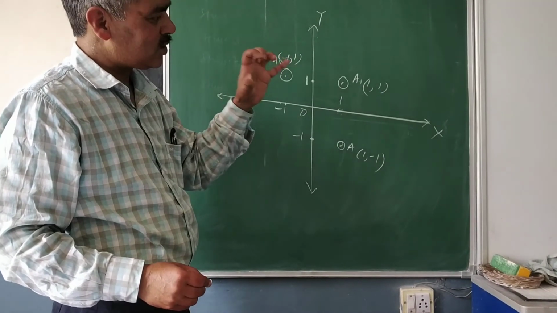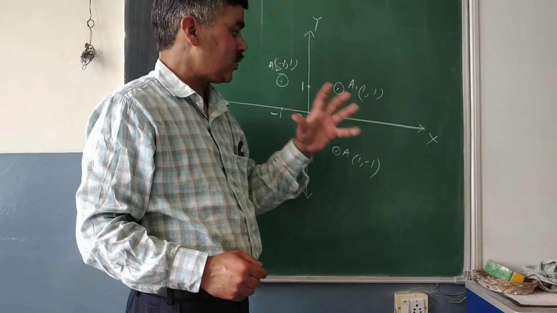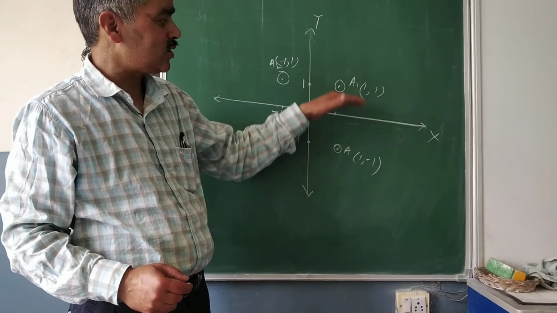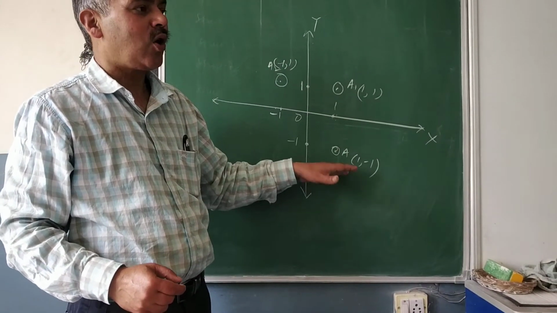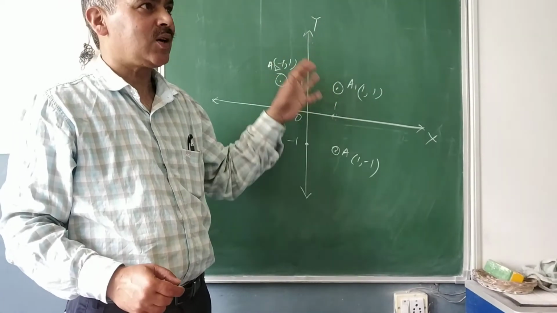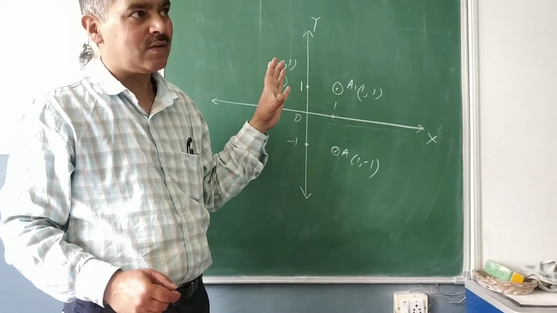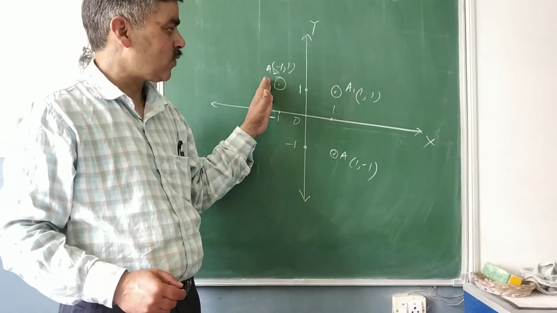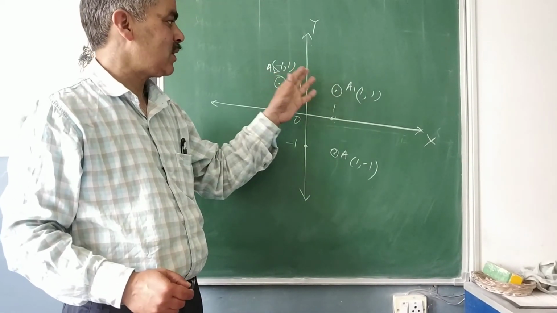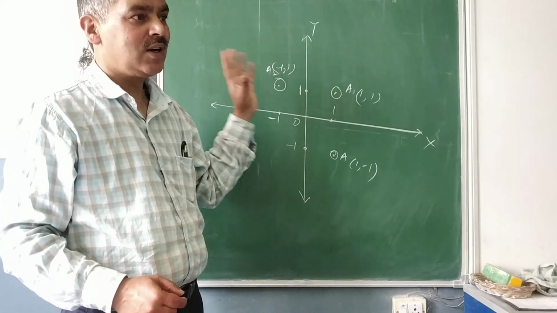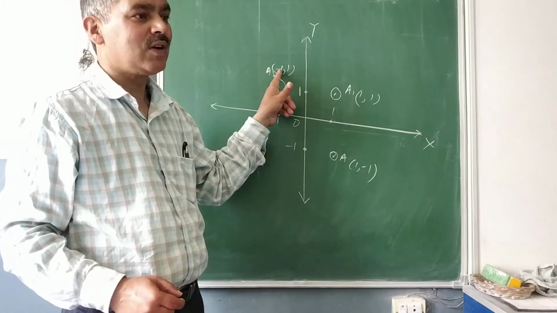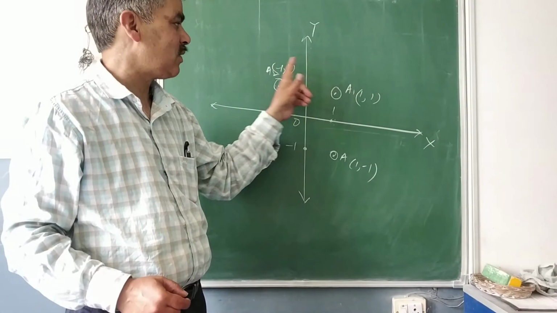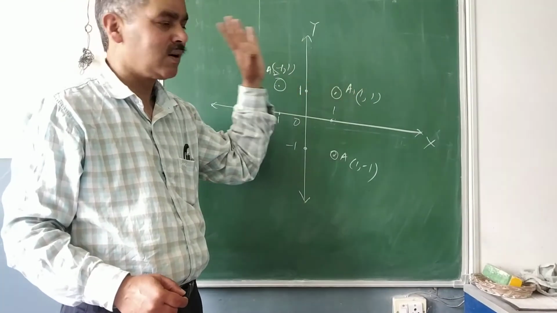So this is the basic point you need to remember. Whenever the reflection takes place through the x-axis, the coordinates remain the same, but the sign of the y coordinate will always change. And when the reflection is through the y-axis, again the coordinates remain the same, 1 and 1 definitely, but the sign of the x coordinate will always change. If it is plus, it will become minus. If it is minus, it will become plus.